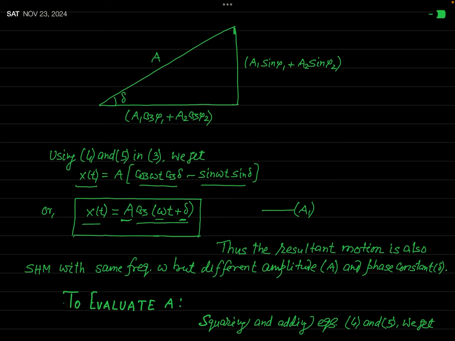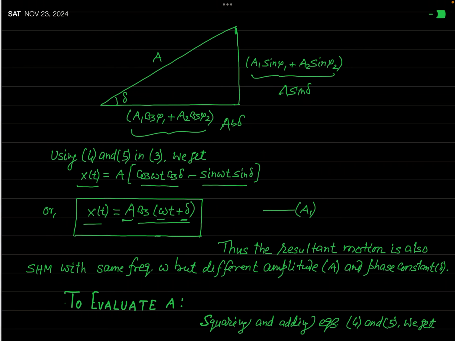It is also obvious from this figure that if you construct a right angle triangle and take its base equal to this much and its height equal to this much, then its hypotenuse will be A. You can see this is equal to A sin delta, and this is equal to A cos delta, and when you square and add, that will be equal to A square. So this triangle satisfies that condition.